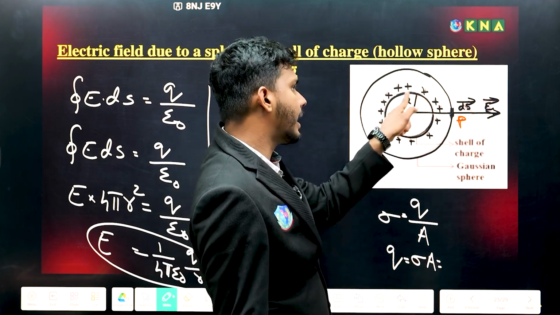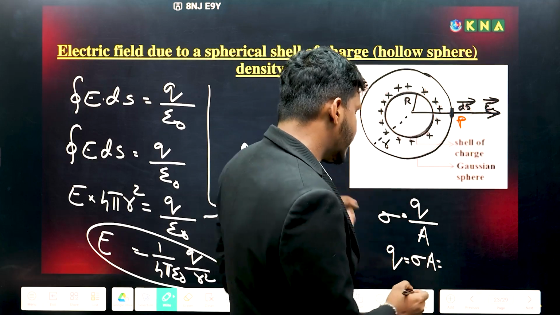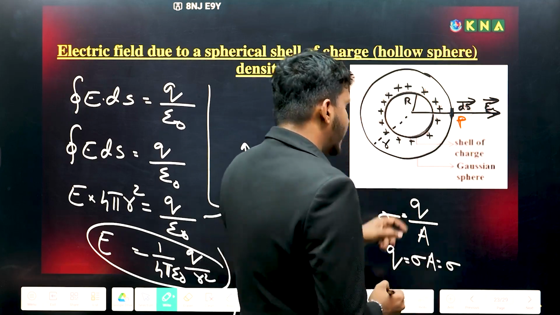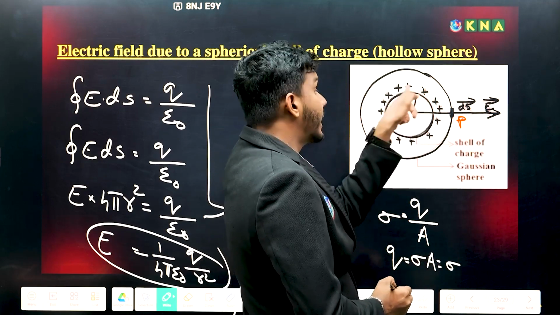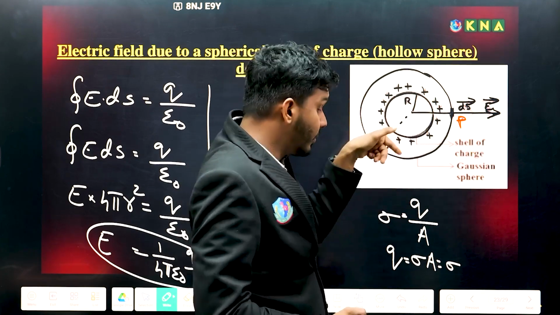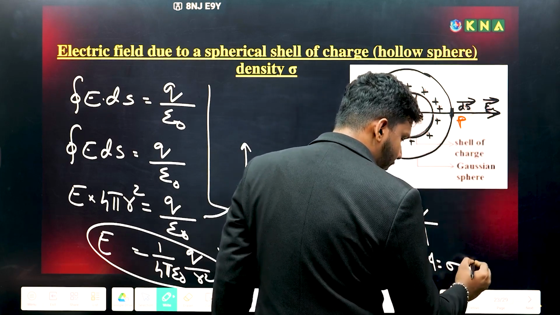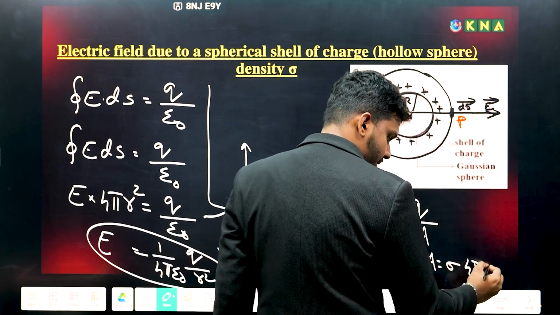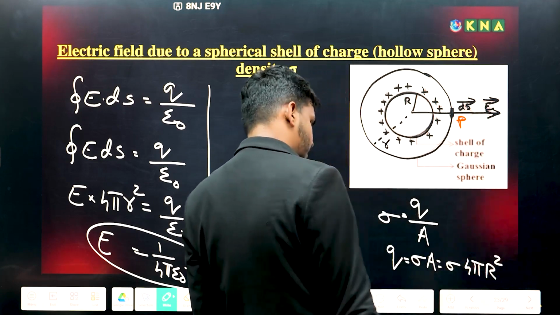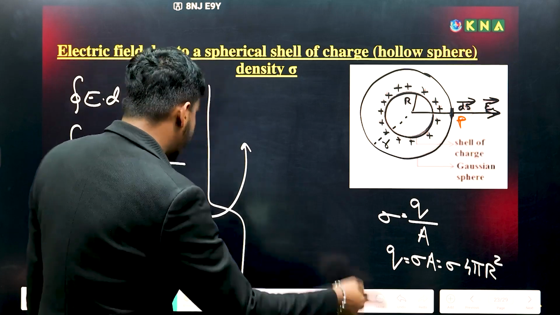The charge is only on the small sphere, so the charge equals the charge on the small sphere. So sigma into the area of the small sphere, because the charge is only on the small sphere. The area is 4 pi times the radius, capital R, square. So Q is sigma into 4 pi R square. Substitute that.